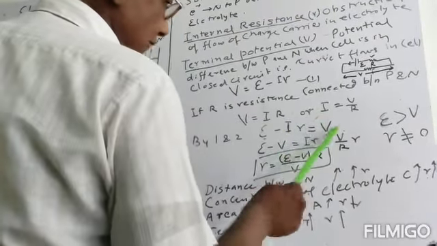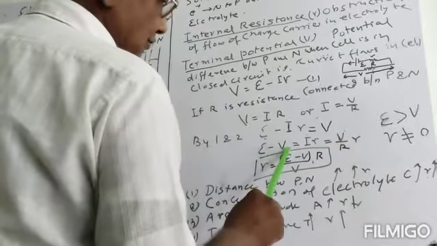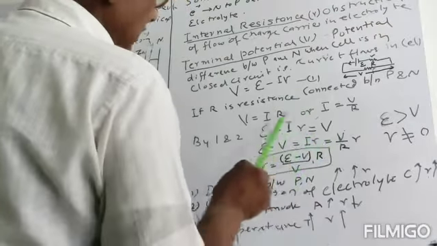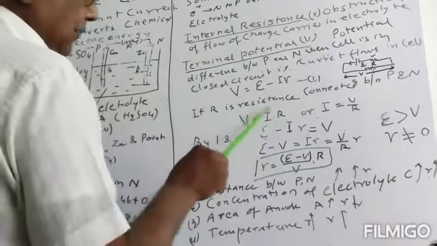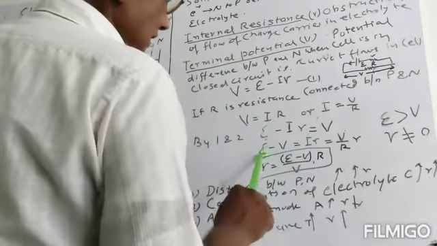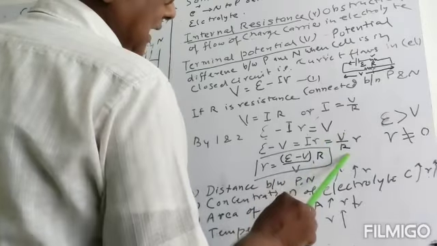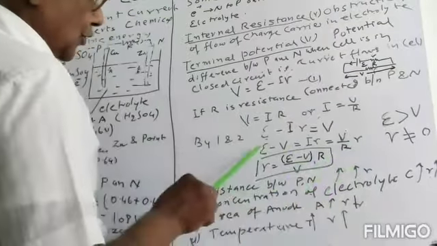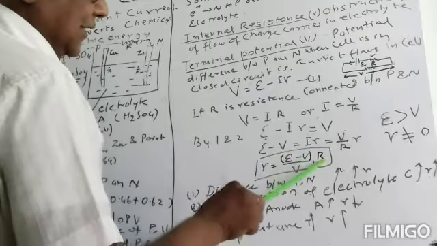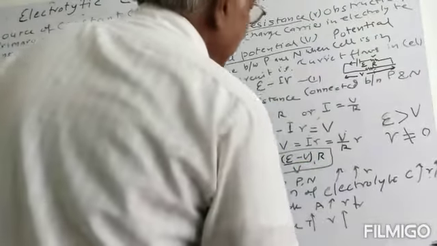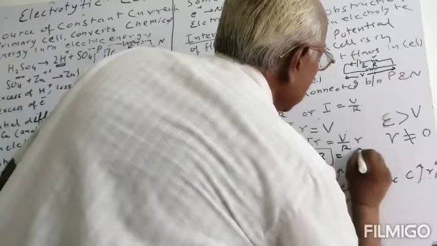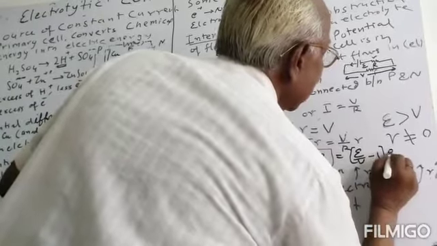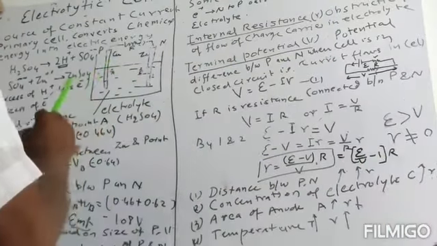So E minus V is equal to I into r. So I is equal to V by R. We substitute here, then E minus V will be equal to V by R into r. So we can find the value of small r, the internal resistance, which will be equal to (E minus V) by V into capital R, or we can also write this as (E upon V minus 1) multiplied by the capital R. So here r is the internal resistance.